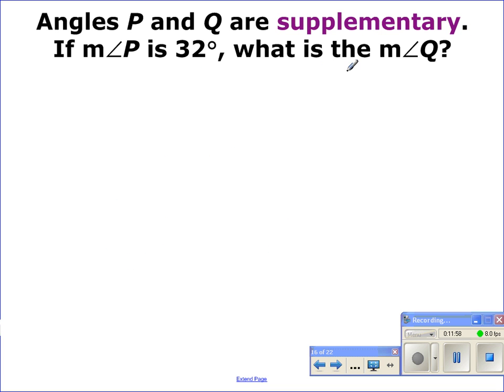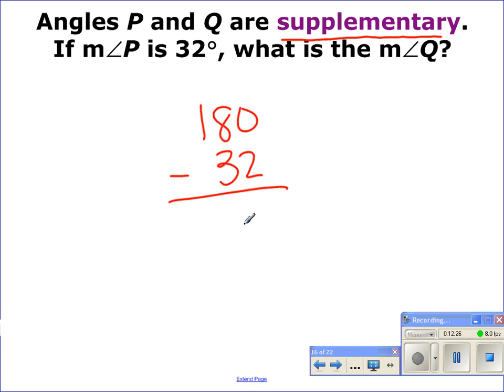This next one says if angles P and Q are supplementary, if the measure of angle P is 32 degrees, what is the measure of angle Q? What are we going to do to figure out the measure of angle Q? Yes, we are going to subtract. How many degrees is a supplementary angle? 180 is correct. So you're going to subtract 180 minus 32 degrees. Got to borrow, that leaves 7. 10, 10 minus 2 is 8. 7 minus 3 is 4. 1 minus 0 is 1. So you do get the measure of angle Q is 148 degrees.